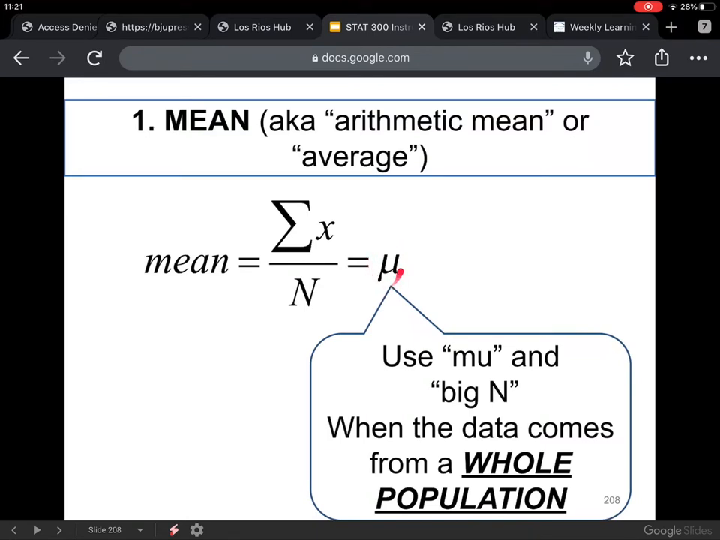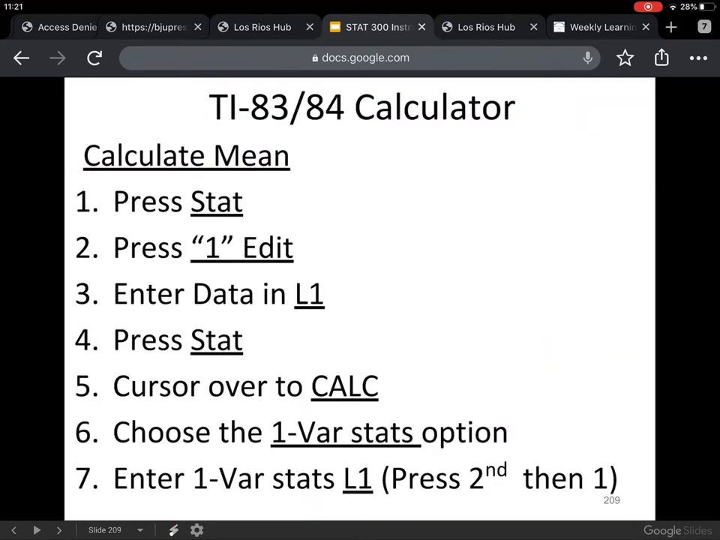That's the Greek letter mu, usually used for micro in chemistry and physics as an abbreviation. And in that case, we use capital N for the total number of values in the population. Okay, mu and big N you should associate with the whole population. And those are different ways of writing the mean, pertaining to the sample and pertaining to the population.